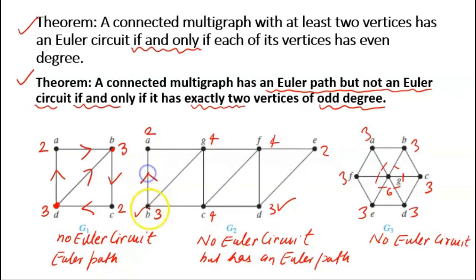So if I start at B in this case, let me draw the Euler path here. I can move from B to A, I am starting at B, then from A to G, then from G to F, from F to E, from E to D, from D to C, from C to G, from G to B, so I went back, and then from B to C, from C to F, and from F to D.